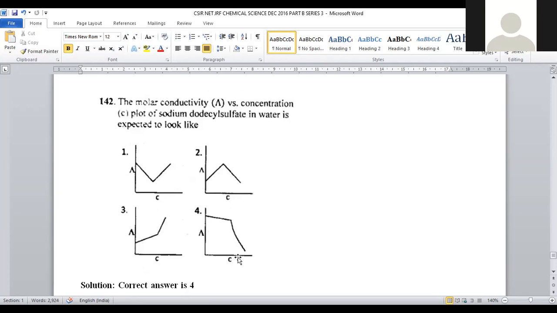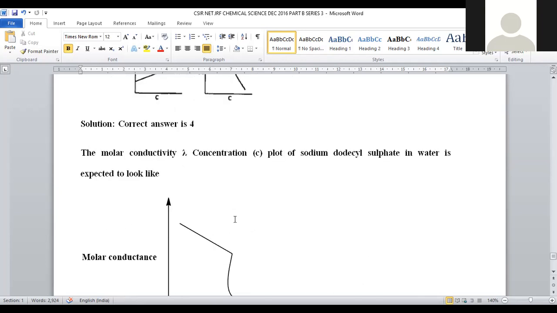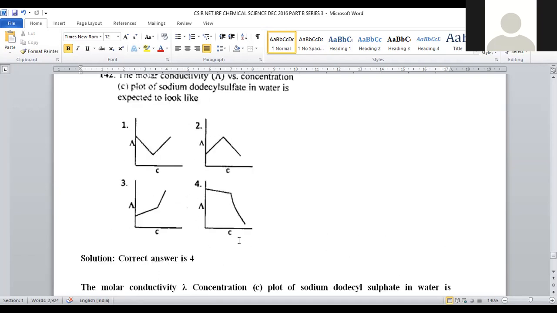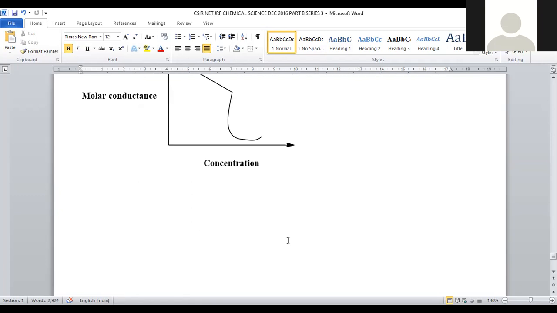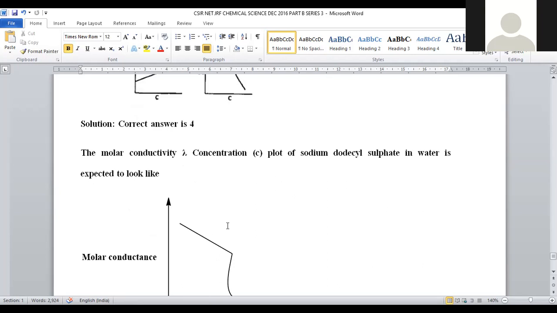Sodium dodecyl sulfate is a kind of fatty acid salt. We can say it is a soap solution dissolved in water, whose plot will be represented by this curvature. So one straight line is there, another curvature will be there, that is given in option number 4, right? Here on the y-axis we are taking molar conductivity, and on the x-axis the concentration term, and it is represented in this manner. For question number 142, option number 4 is the correct answer.